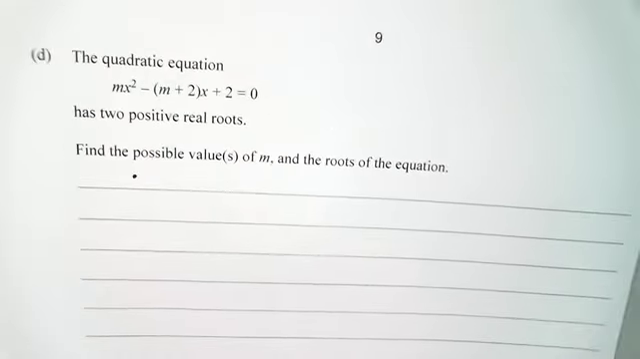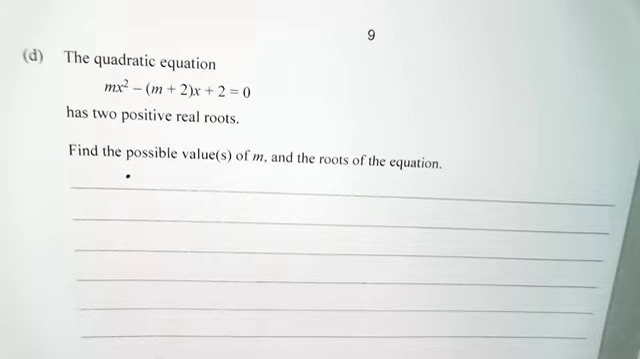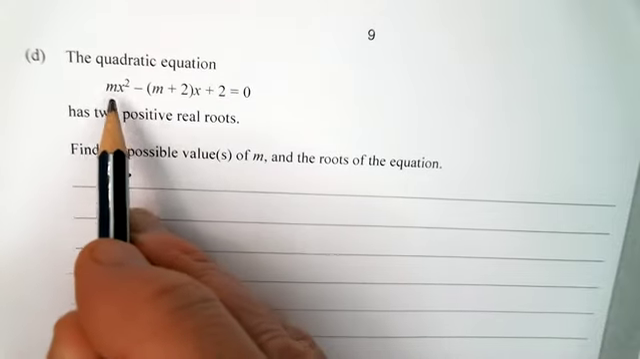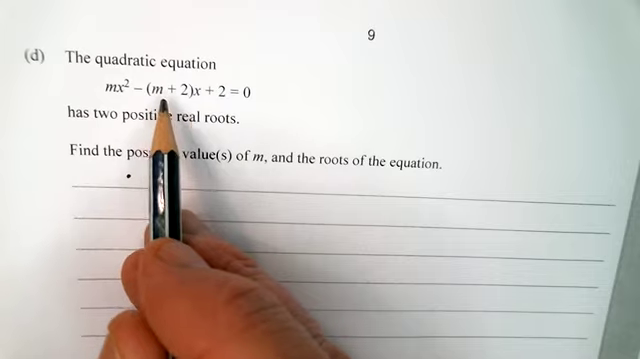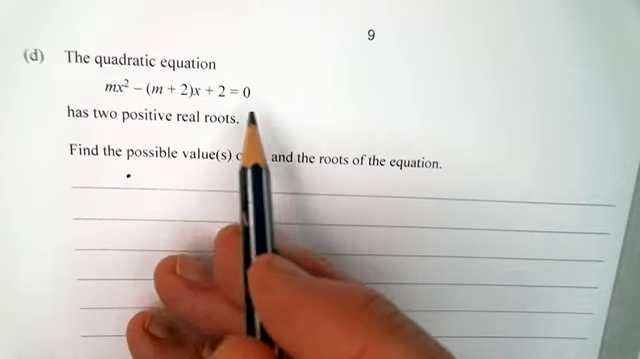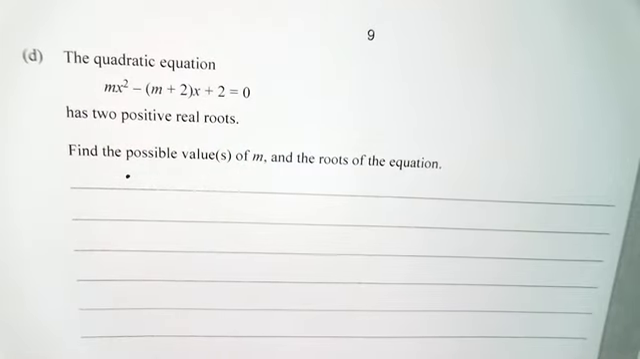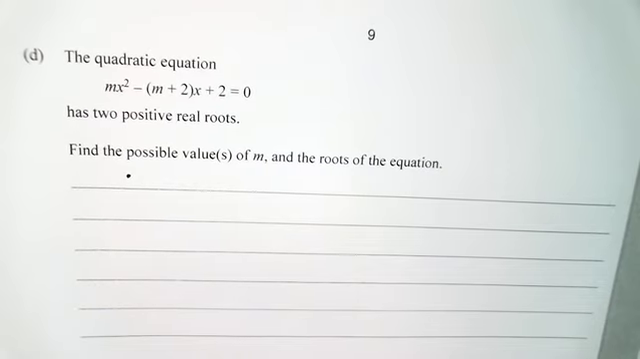Final question, 3D. This is the NCEA 2015 final exam for Algebra. The question says, let's have a look, quadratic equation, mx squared minus (m plus 2)x plus 2 equals 0. It says it has two positive real roots. So find the possible values of m and the roots of the equation.